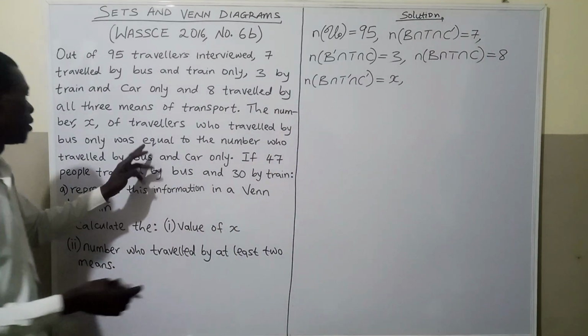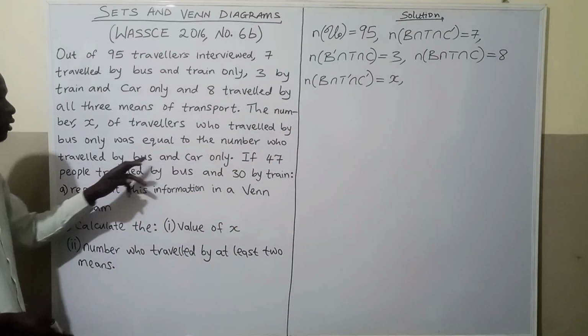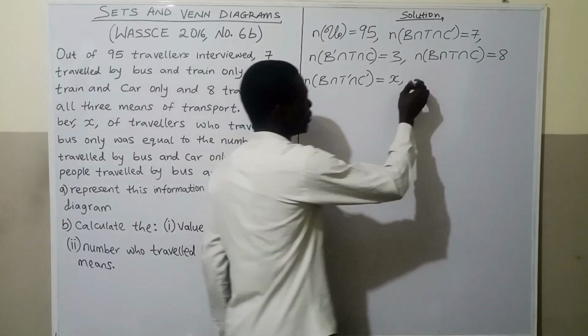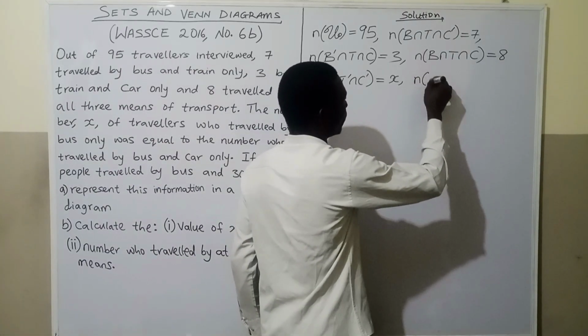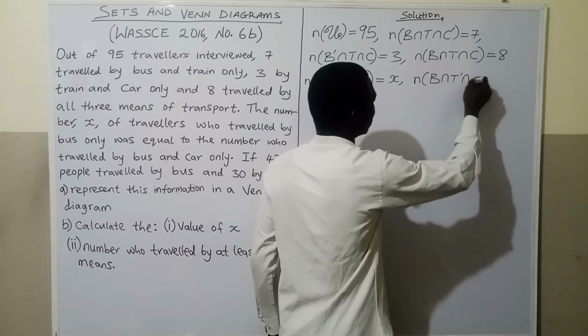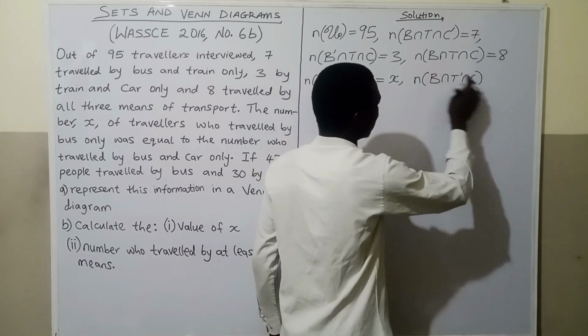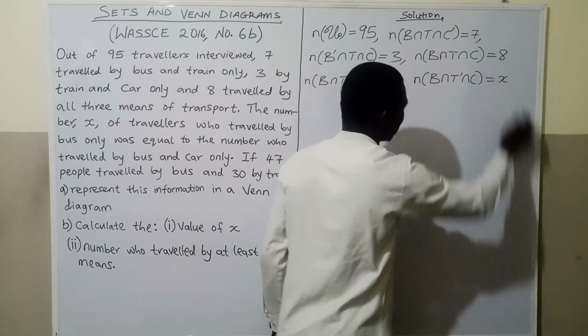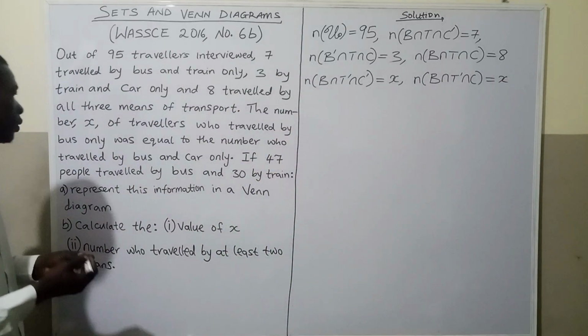They are equal to the number who traveled by bus and car only. So we get the number that traveled by bus and car only. That's going to be bus, intersection train prime, intersection car. So those are bus and car only, and there are also X of them, according to the statement of the question.